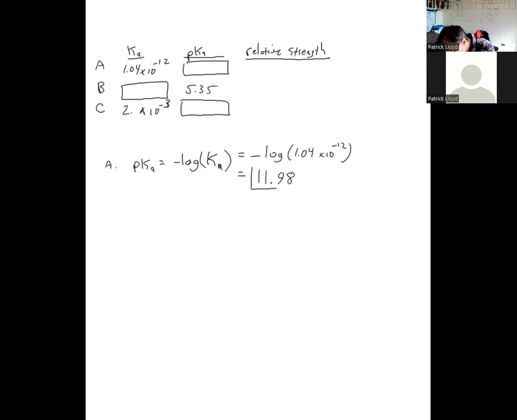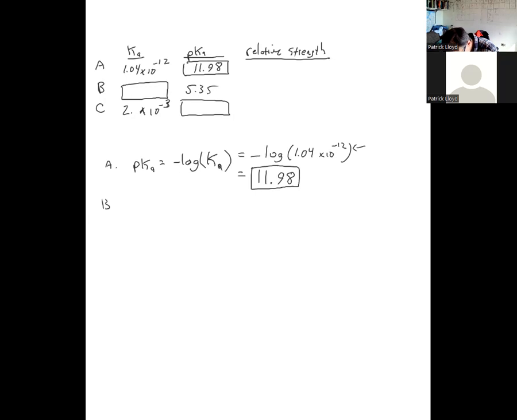Okay, remember, the smaller the Ka, the weaker the acid is, but for the pKa, it's the other way. The bigger it is, the weaker it is. So let's put this over here. We can't do relative strength yet. Well, we could compare A and B because we have their pKa values, but let's do part B.